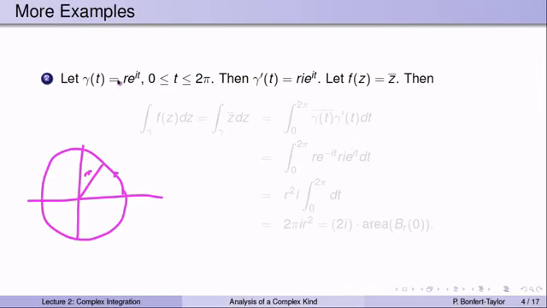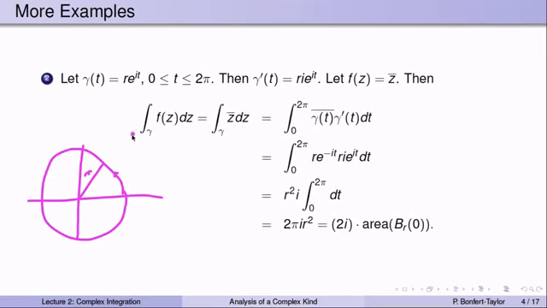Gamma prime of t, we also know what that is. That is r i e to the it. And the function f we're looking at is f of z is the complex conjugate of z. Let's find the integral over gamma of f of z dz. F of z is the complex conjugate, so it's the integral over gamma of the complex conjugate of z dz.